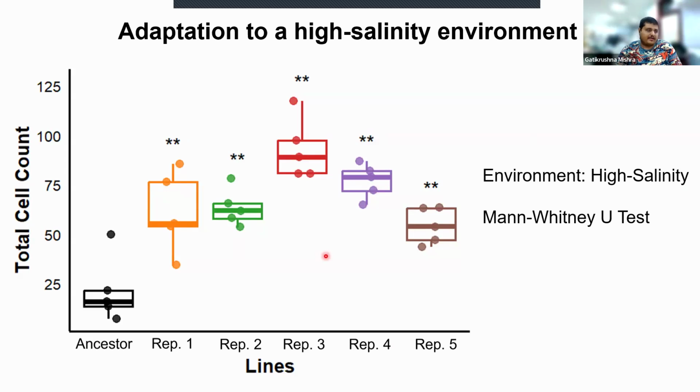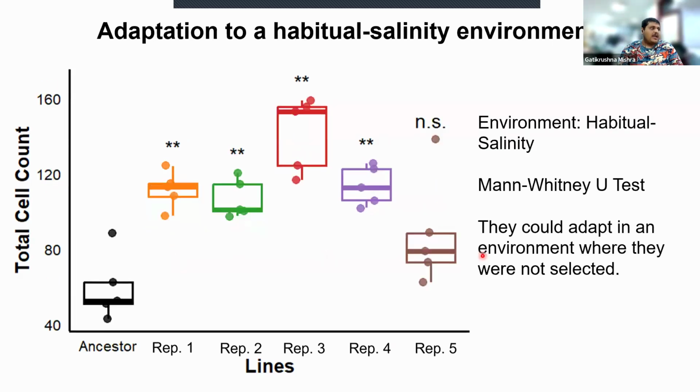That means they can now grow better in high saline environment, which is very, very intuitive because they were selected in high saline environment for 50 days. But to our surprise, they could also adapt to habitual salinity environment, an environment they were never exposed to in the 50 days of selection. So across 5 replicates, you can see that there's a significant difference in the total cell counts in at least 4 out of the 5 replicates as compared to the ancestor. So that means in both habitual salinity and high salinity environment, they could grow better, right?